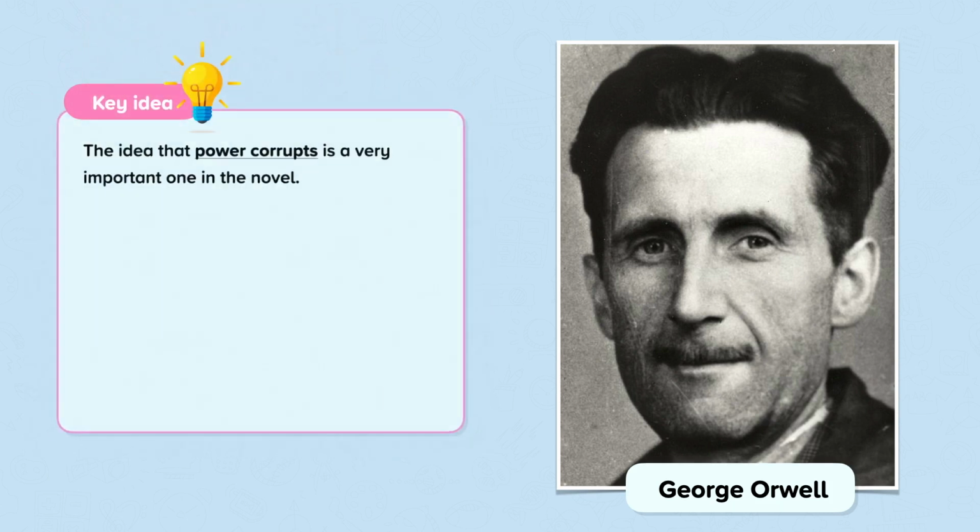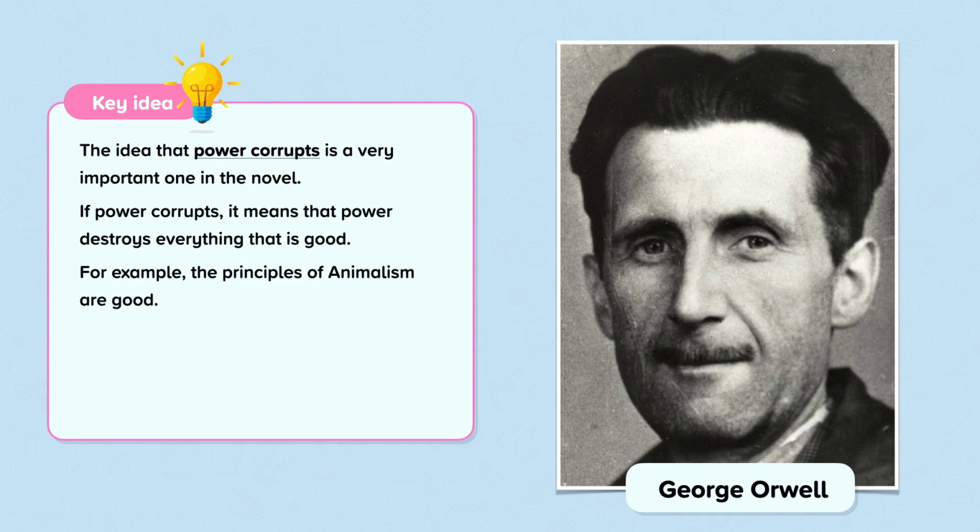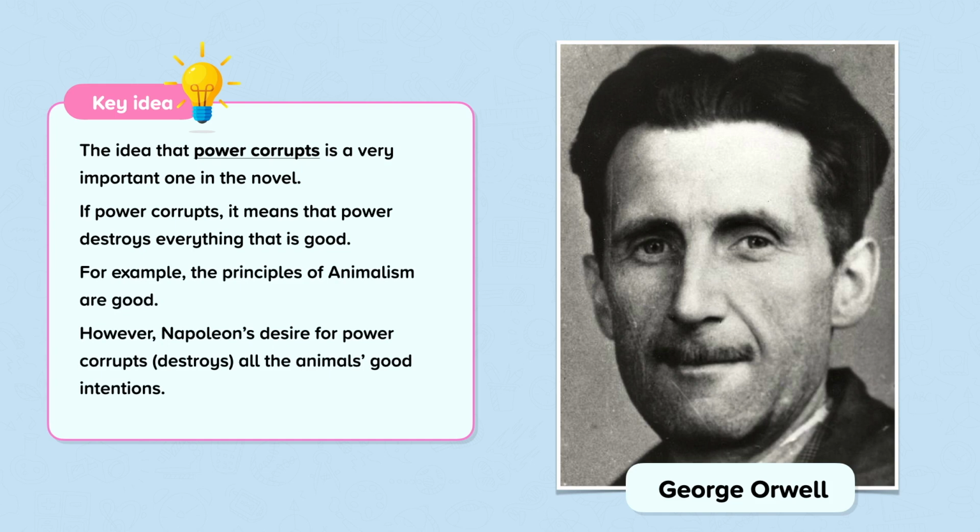The idea that power corrupts is a very important one in the novel. If power corrupts, it means that power destroys everything that is good. For example, the principles of animalism are good. However, Napoleon's desire for power corrupts or destroys all the animals' good intentions, just like Stalin's desires for power corrupted the ideals of communism.